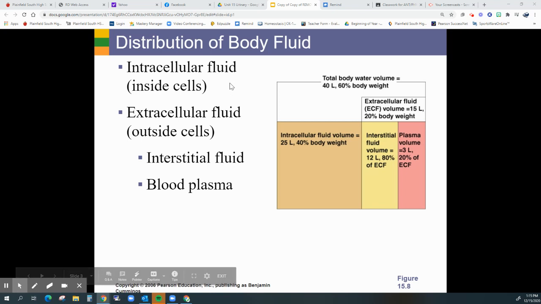There are two different types of fluid: intracellular fluid and extracellular fluid. Intracellular is inside of cells, extracellular is outside of cells. Intracellular fluid is mostly your cytoplasm that you see inside of those cells. Extracellular fluid can be broken up into two categories, interstitial fluid as well as blood plasma. Interstitial fluid is fluid that's in between the tissues. This is the fluid that leaks out from the capillaries, from the bloodstream, and then is picked up by the lymphatic system. And blood plasma is just the liquid or watery portion of blood itself.